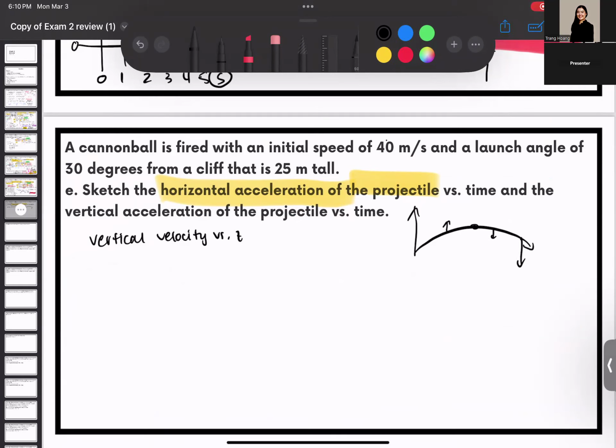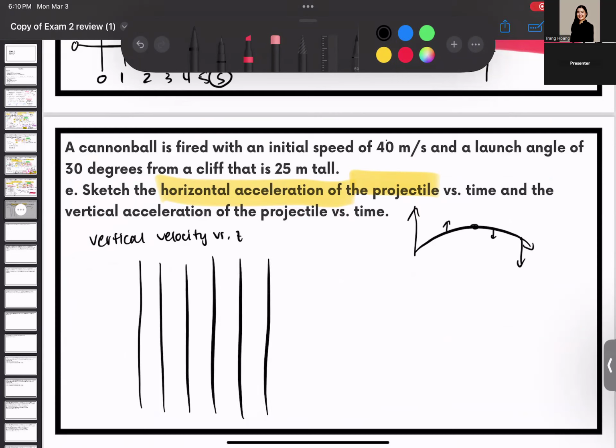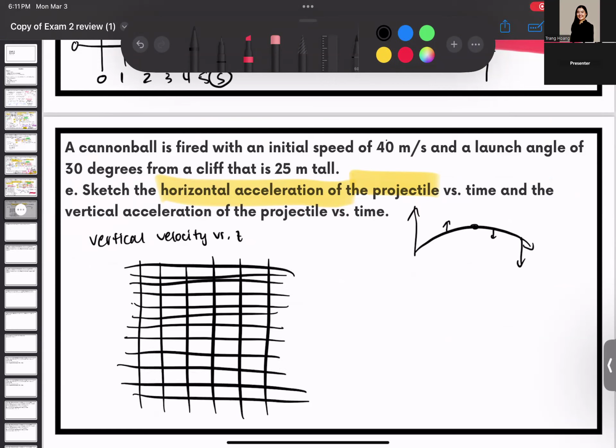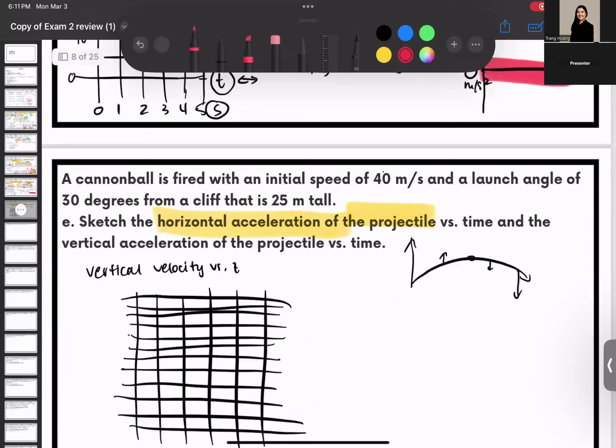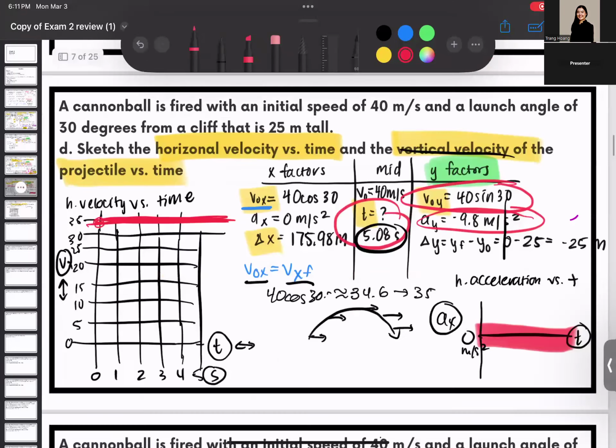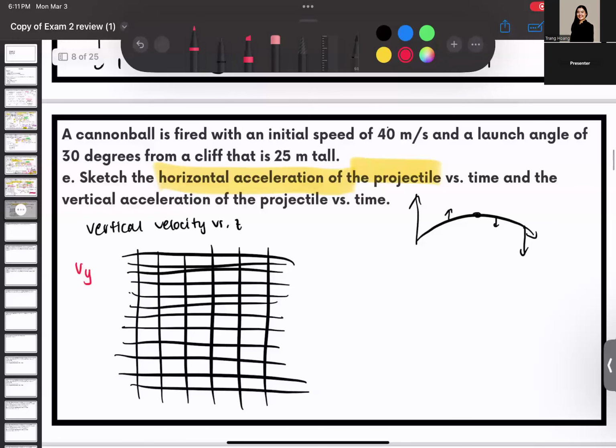So let me draw a bunch of lines: 0, 1, 2, 3, 5. Bunch of lines, 0, 10, 15. Okay, pretend I know what I'm doing. Got it? What we're going to do next is think about this table right here. What do we start off with for V0Y? Because we're only thinking about vertical velocity and we're only thinking about time. So this is 0.